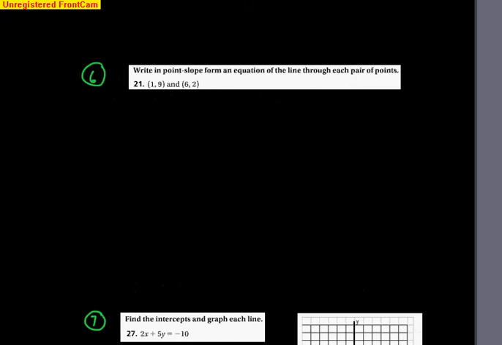All right, number 6 here. We're going to write this equation in point-slope form for the given pair of points. They give you 2 points, (1, 9) and (6, 2). Now, point-slope form looks like this: y minus y1 equals m times x minus x1. And what you want to replace is y1, m, and x1.